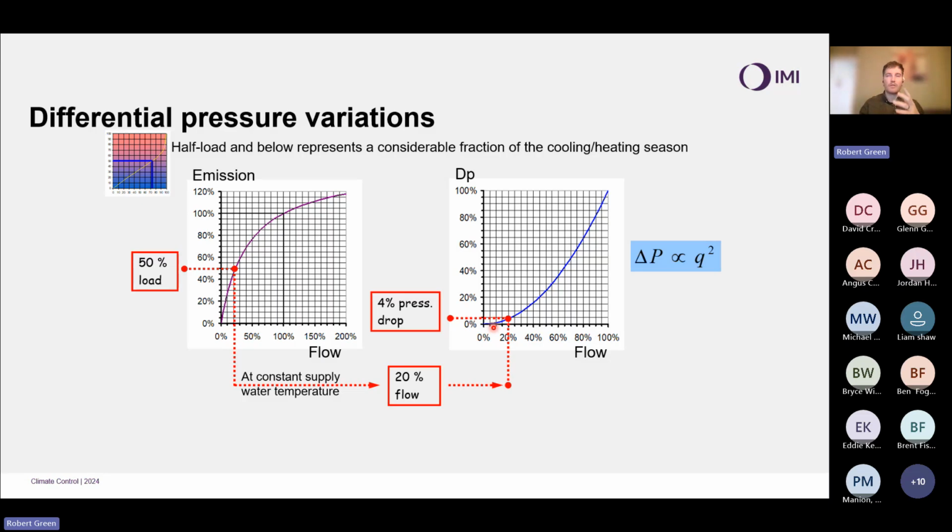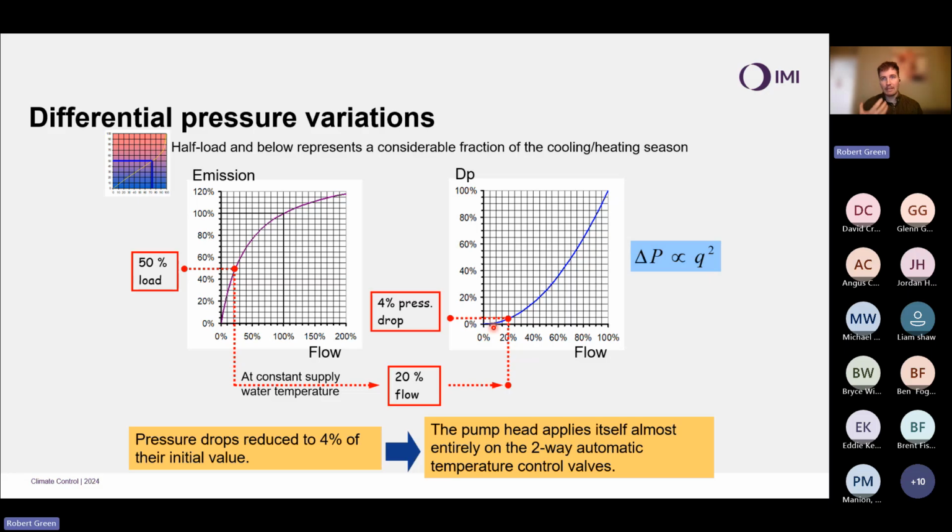It could well be, I don't know, 3.5 bar pump head that it needs to satisfy everything on that warmest day of the year. And for around 60, 70% of the year, only 4% of those pressure drops are in the system. And that pressure has to go somewhere. There needs to be devices to take out that differential pressure. And in reality, the dynamic devices we have in systems are control valves. And what happens is that pump head is applying itself almost entirely on those control valves.